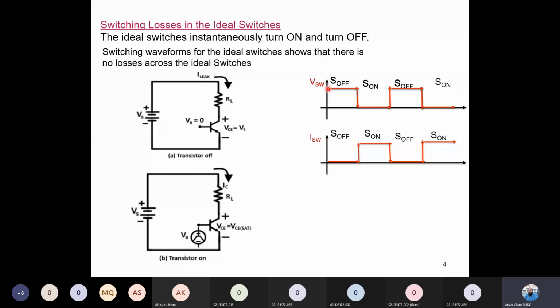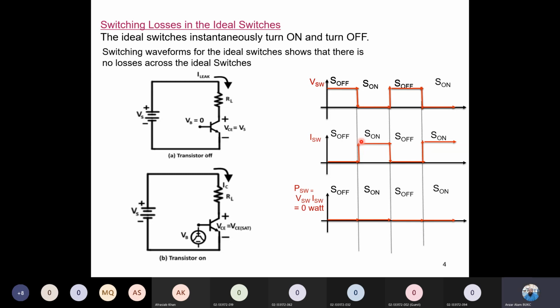switching losses. Similarly, the same is true for the current. When I turn it from off to on, exactly at that moment it turns on. That is not possible in practice. So this is the property of the ideal switches.